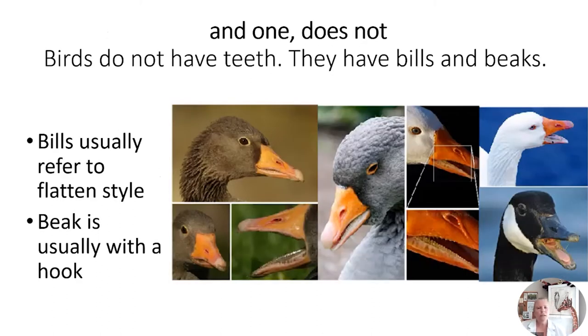Okay, the only ones that don't have teeth are the birds. Birds don't have teeth. They have beaks or bills. And if you look at these pictures, you can see, especially this orange one towards the bottom, they have a little edge that's kind of serrated or sharp. And that's how it helps hold on to its prey or eat some of its plants, to tear things up. All right, so again, a bill is usually like these that you see here. It's more flat, and a beak usually has more of a hook on it.